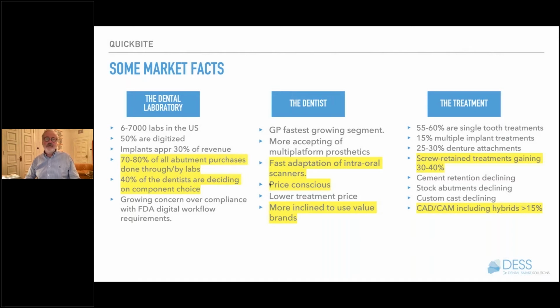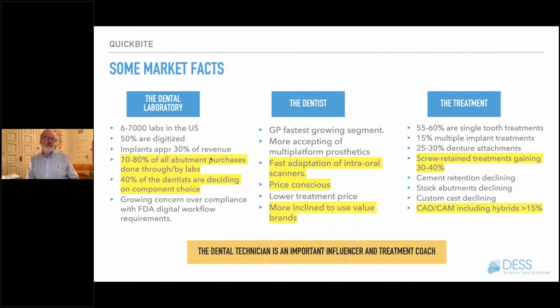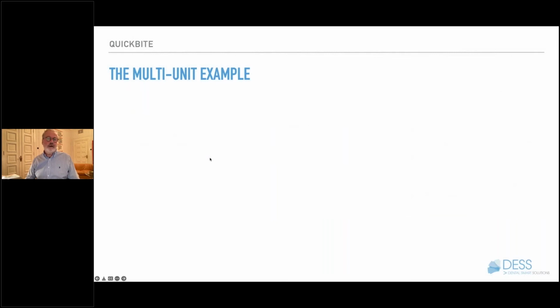And I would say that in all of this, the main conclusion, and a good takeaway, is that the dental technician is a very important influencer and a treatment coach for the dentist. So taking that role will benefit you a lot in the future. And I will give you a very concrete example of what we have seen.